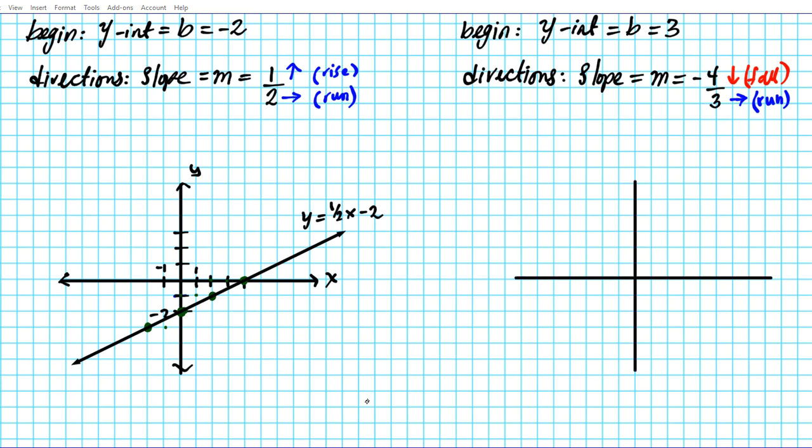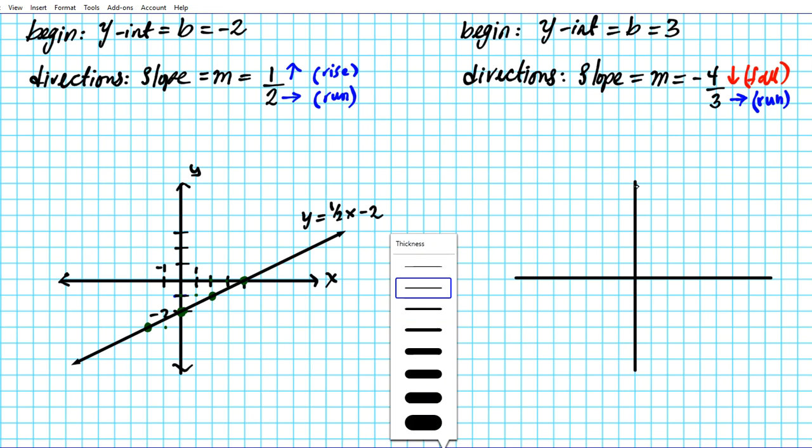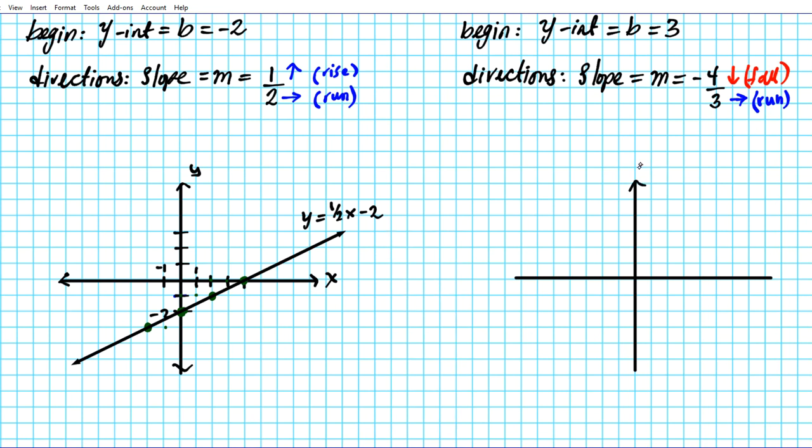All right, we have our coordinate system. Let's label it. This is our y-axis. This is the x-axis. Okay, so where do we start from? Where do we begin? You begin with b, the y-intercept, which is 3 in this case. 1, 2, 3. You begin with the y-intercept, and then we're going to fall 4 and run 3.